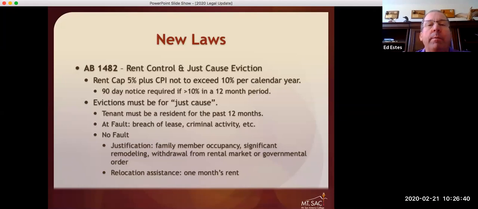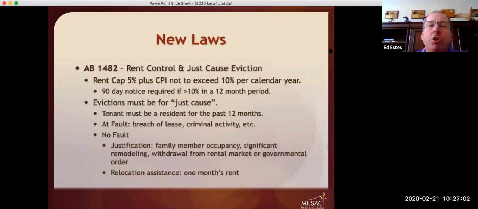1482. First of all, there is a cap on how much you can increase your rent, and that is 5% plus local CPI, but it cannot increase more than 10% a year. So 5% is the cap, plus whatever local CPI, consumer price index. It cannot exceed more than 10%.